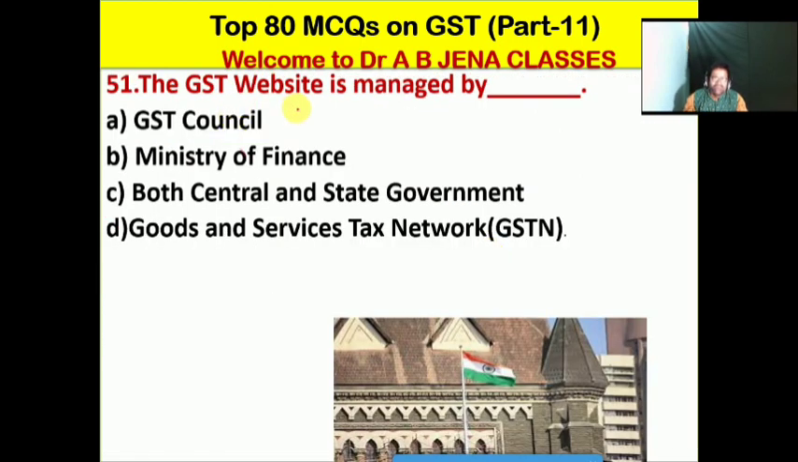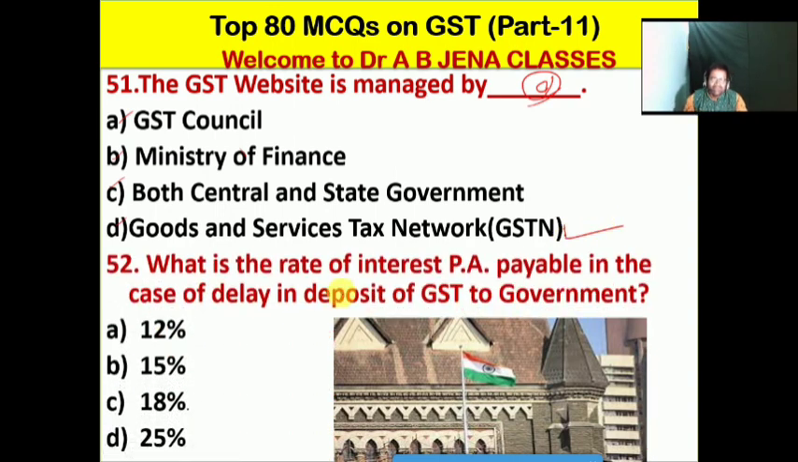Next one, the GST website is managed by whom? Whether A it's the GST Council, B the Ministry of Finance, C both central and state government, D the GST Network, Goods and Services Tax Network. No doubt friends, D is the right option for this MCQ. The GST website is managed by GSTN. So D is the right option for this MCQ.